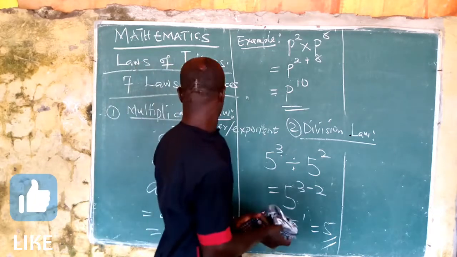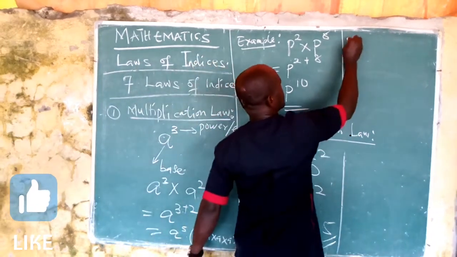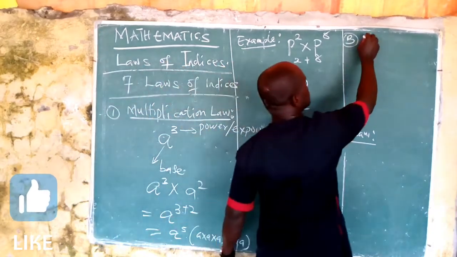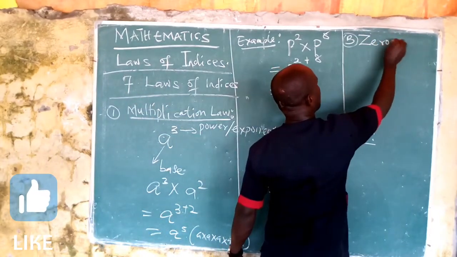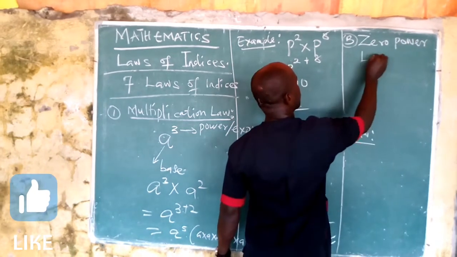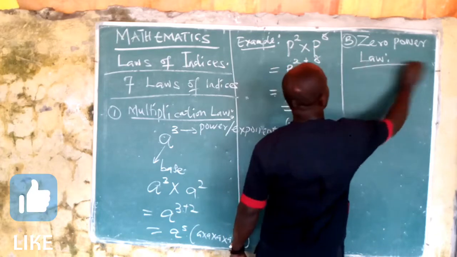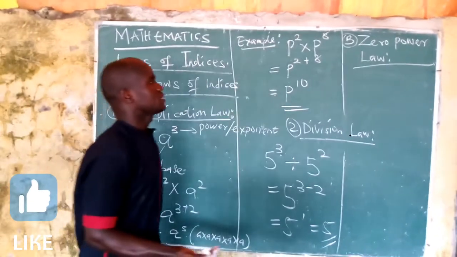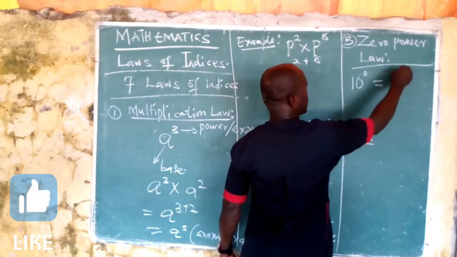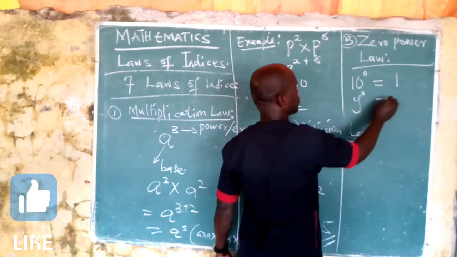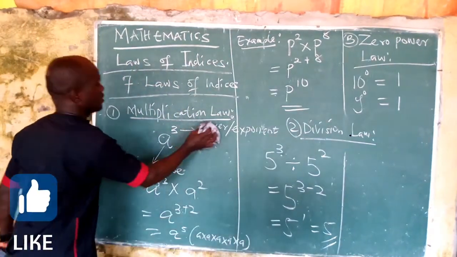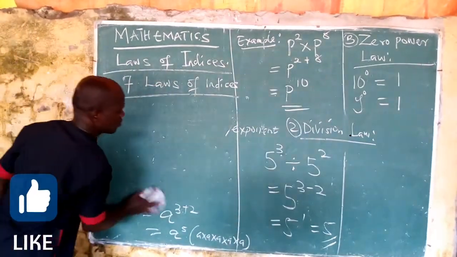Another one is law number 3. Law 3 is called the zero power law. Don't forget it, zero power law. The zero power law says that if any number is raised to power 0, the answer is 1. If raised to power 0, the answer is 1. Hope it's clear.